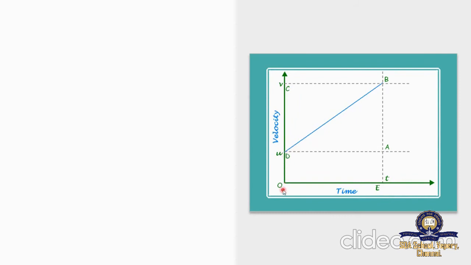Okay, this is the velocity. Velocity is plotted on the y-axis and time is plotted on the x-axis. So the object starts from the point D and its velocity, therefore the initial velocity, is denoted as u. Its velocity keeps increasing, and after time t it reaches the point B. So the point B would be the final velocity, denoted as v. v is the final velocity and u is the initial velocity.